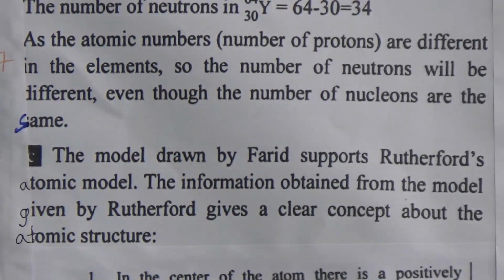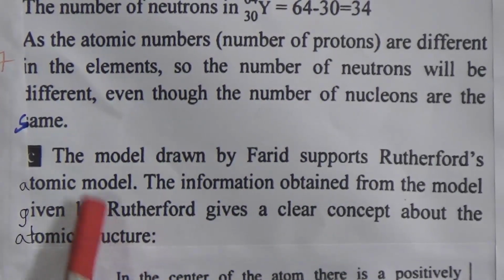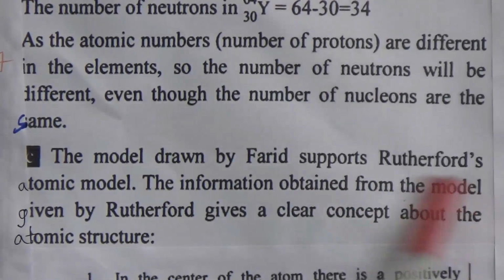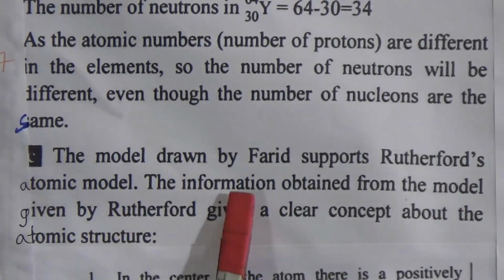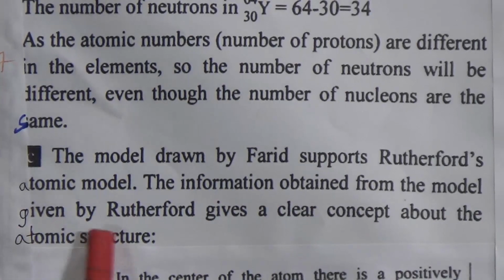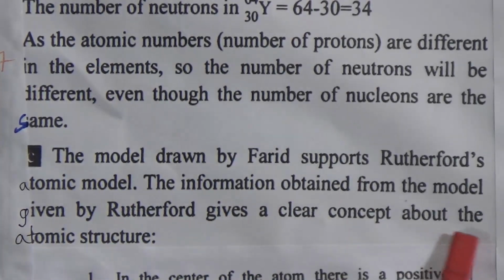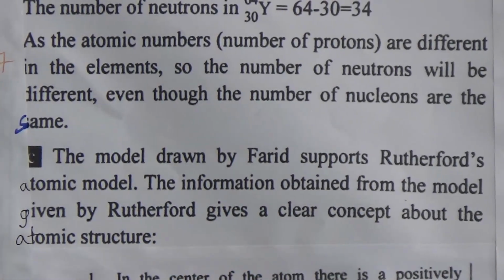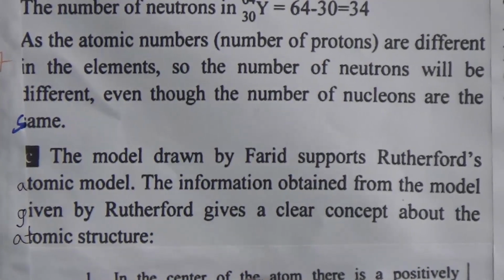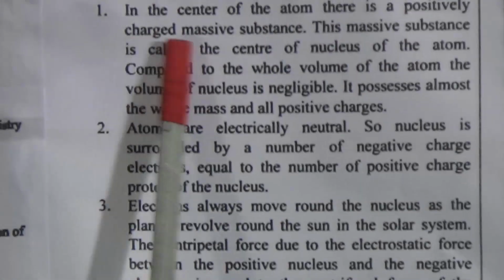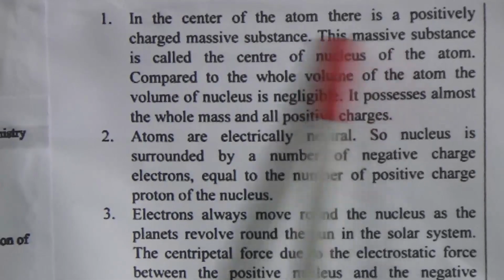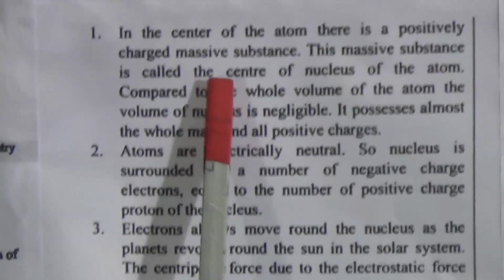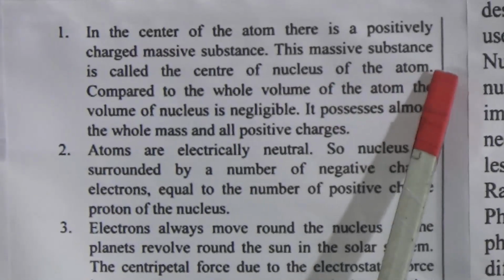Come to the question answer C. The model drawn by Farid supports Rutherford's atomic model. The information obtained from the model given by Rutherford gives a clear concept about the atomic structure. First one, in the center of the atom there is a positively charged massive substance. This massive substance is called the center or nucleus of the atom.